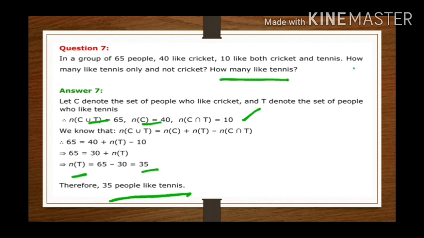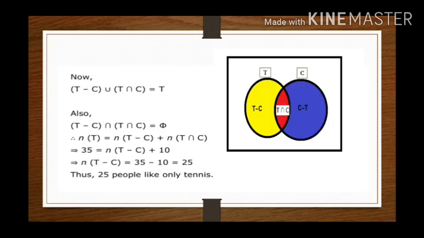Now in the first part you need to find how many like tennis only and not cricket. So if you look at the picture, how many like tennis only but not cricket means this yellow portion. From the figure you can easily say cardinality of T minus C is equal to cardinality of tennis minus cardinality of T intersection C. If you subtract this common portion from the whole T set, you will get this yellow portion.